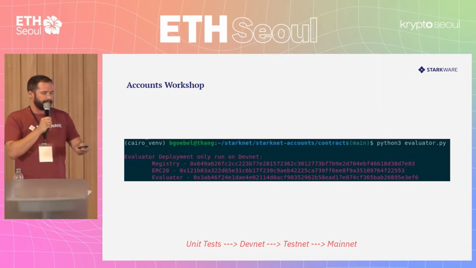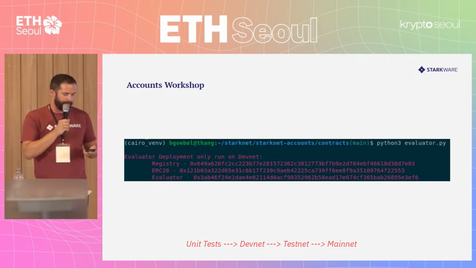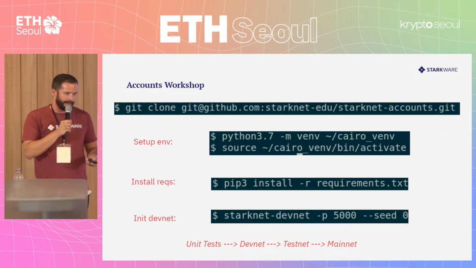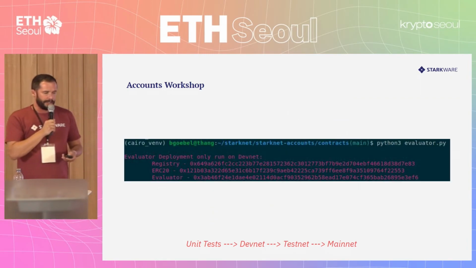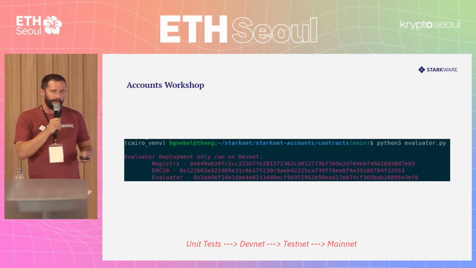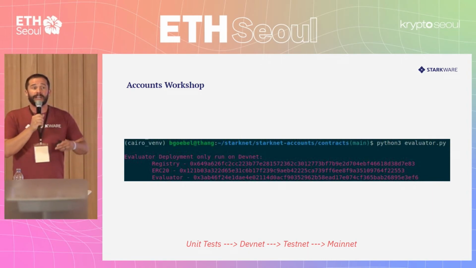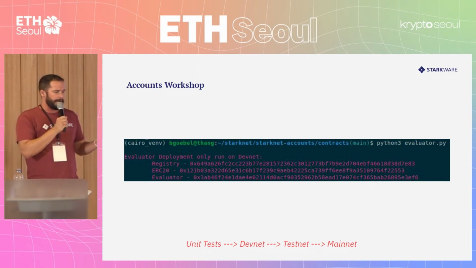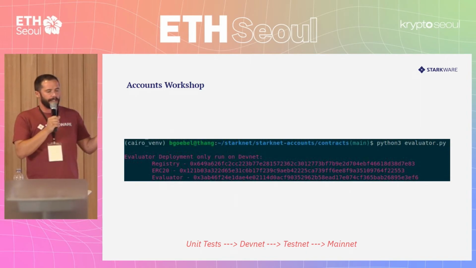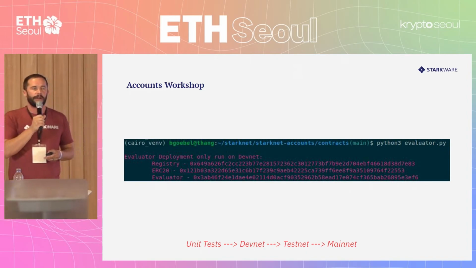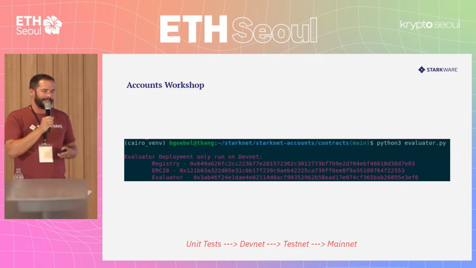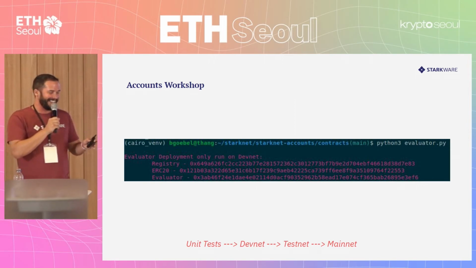So on DevNet, this is how it looks. You just do python3 evaluator.py on DevNet. And if you did the previous step of initting the DevNet, you should be good to go. You should see some smart contract addresses start populating for the registry, ERC20, and evaluator. If you've done everything correctly, if you've implemented all of the smart contract logic as we've stated, then you will get paid in the ERC20 that you see there, which is not worth anything, but it's fun.